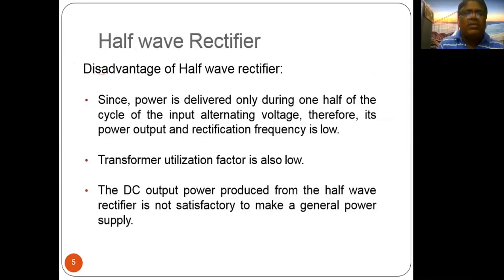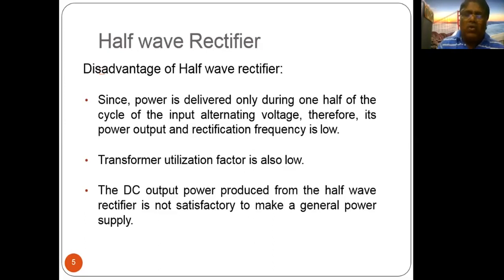Next, the disadvantages of the half-wave rectifier. Since power is delivered only during one half of the cycle of the input alternating voltage, its power output and rectification efficiency are low. Transformer utilization factor is also low. So the DC output power produced from the half-wave rectifier is not satisfactory to make a general power supply. The main disadvantage of the half-wave rectifier is that the transformer utilization factor is very low.